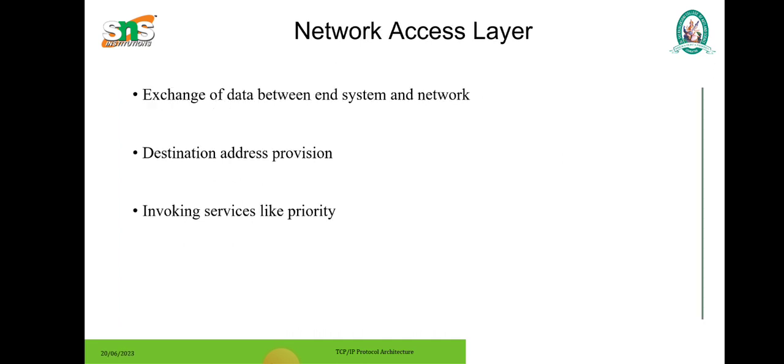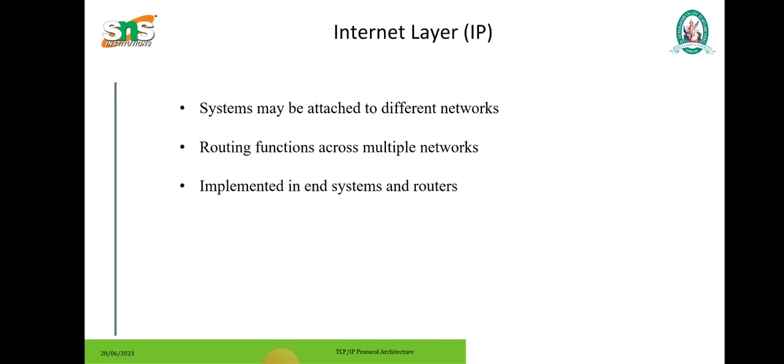Next one is the network access layer. The network access layer acts as a layer parallel to the function of the OSI network layer. It defines the protocols which are responsible for logical transmission of data over the entire network. The main protocols residing at this layer are IP, that is the Internet Protocol, ICMP, that is the Internet Control Message Protocol, and ARP, that is Address Resolution Protocol. It invokes services like priorities.